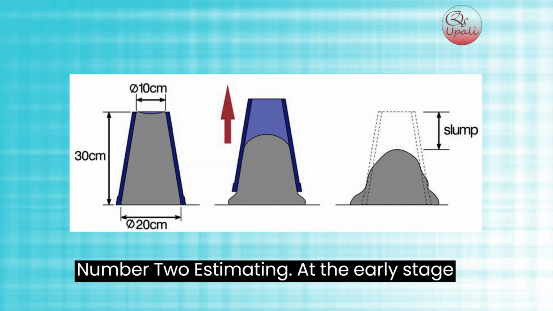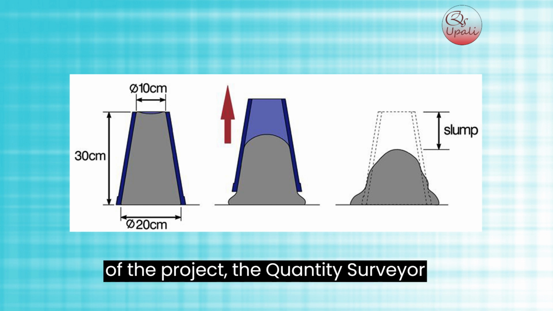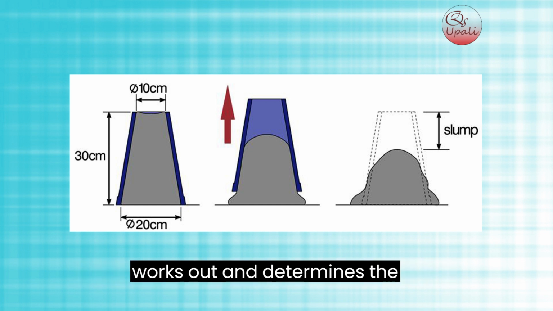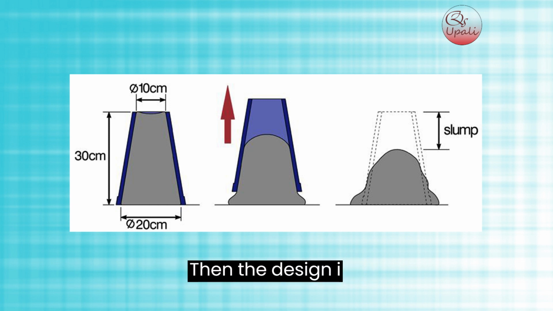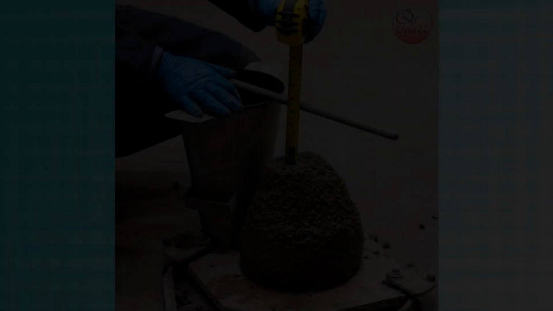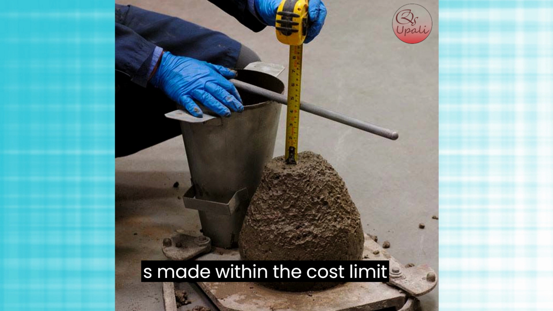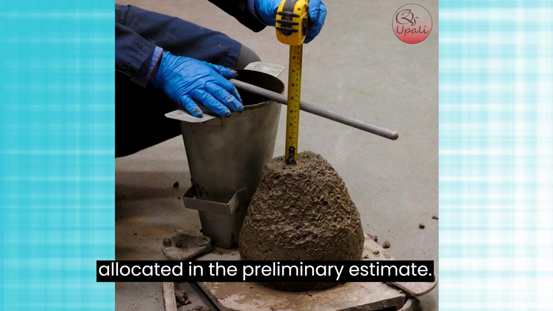Number 2. Estimating. At the early stage of the project, the quantity surveyor works out and determines the project's approximate cost, which is known as preliminary estimating. The client then may have a rough idea of the project cost and may want to proceed ahead. Then the design is made within the cost limit allocated in the preliminary estimate.